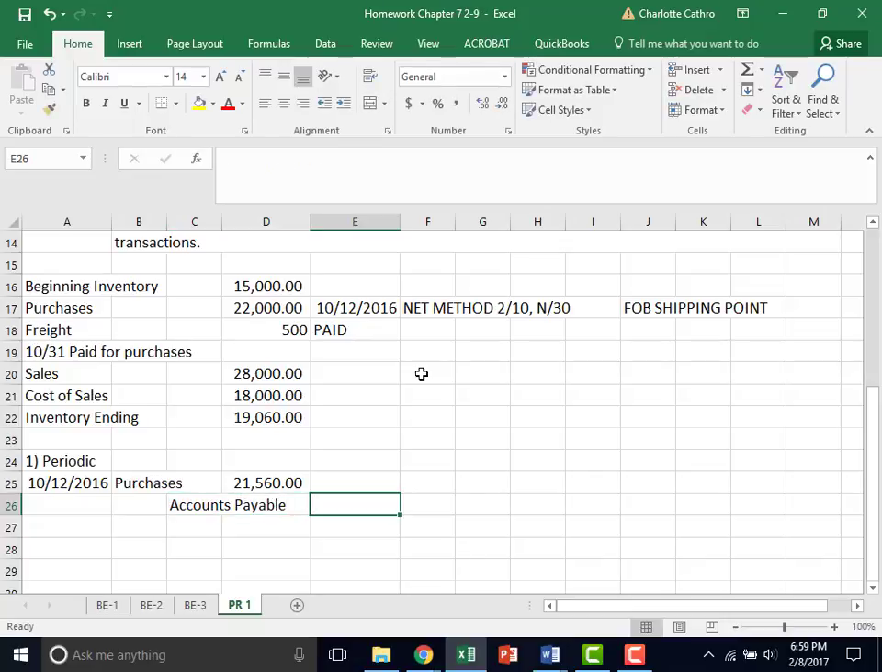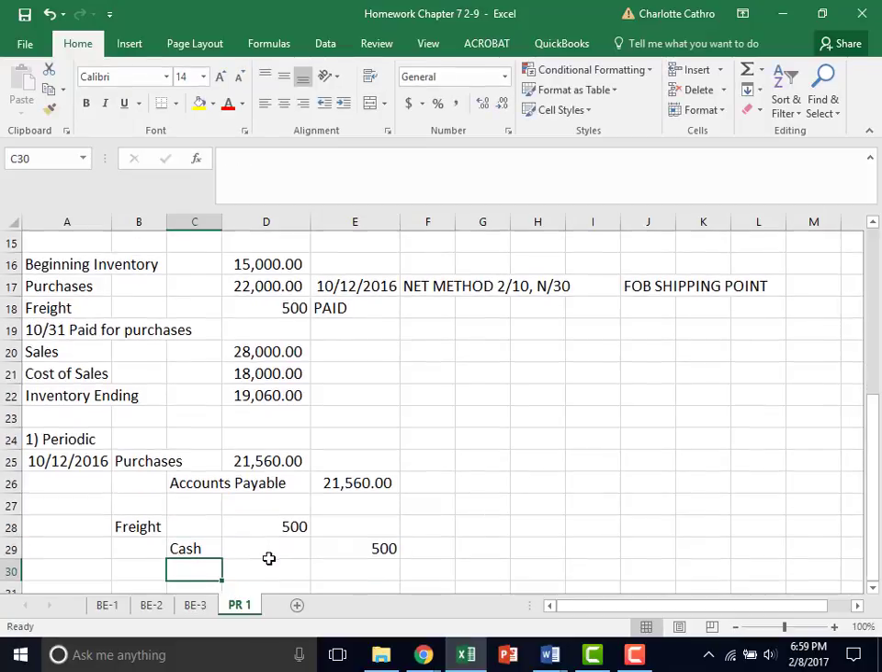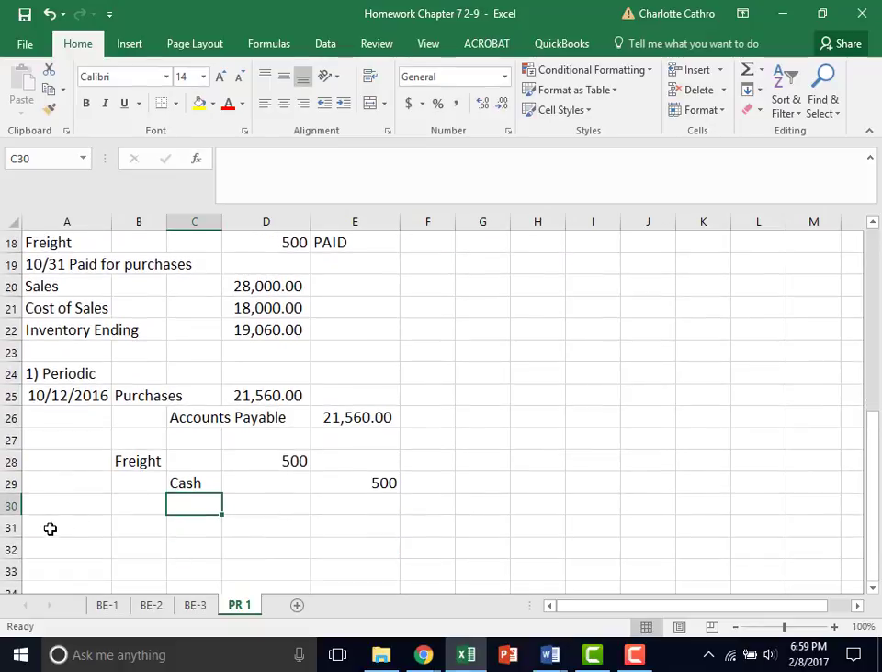So again, this is our periodic system. We are booking our purchases during the year to purchases rather than capitalizing them into inventory. So we are booking our entry on 10/12. We record our purchases. We also have to record this freight. So we record freight, that just goes to a freight in account, $500, and we paid for that in cash. So that's another $500 right there. That reduces our cash. We then have to pay for those on 10/31. We pay for our purchases.